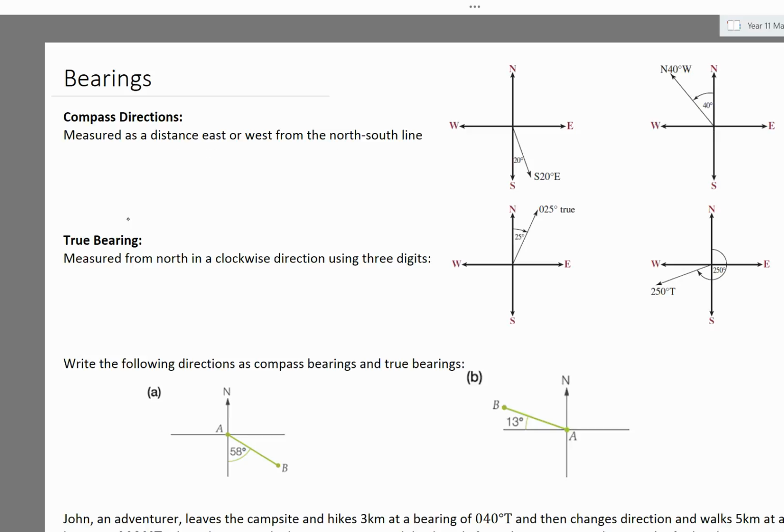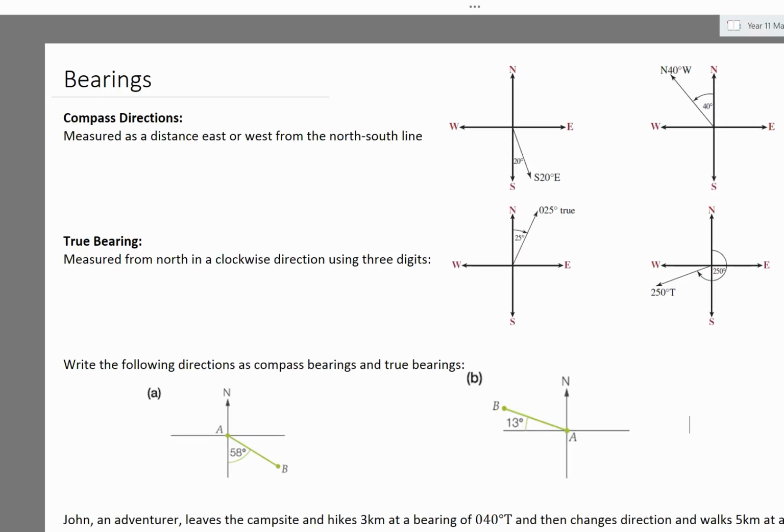Okay, and true bearings is measured from north in a clockwise direction, always using 3 digits. So whichever direction I'm going, I'm starting at north, drawing a line to where we're actually going, and measure that clockwise direction. In this case, we've only gone 25 degrees away from north in a clockwise direction. Okay, so 025 degrees true, okay, because it always needs to use 3 digits. In this case, we're going like in the southwest area, from north, measure that clockwise angle all the way around, it's 250 degrees. Okay, so you're expected to be able to convert between the two systems as well.